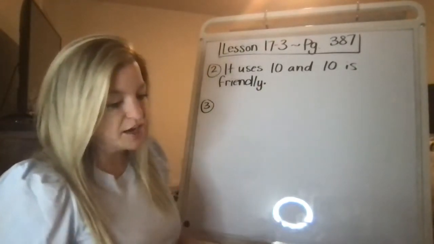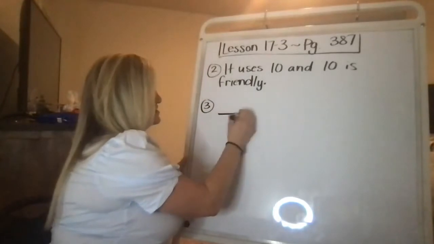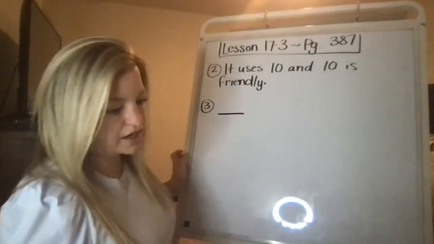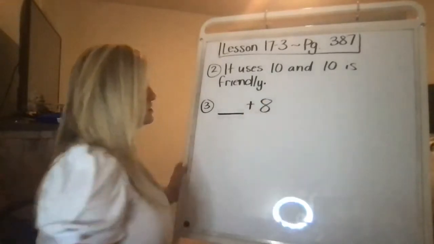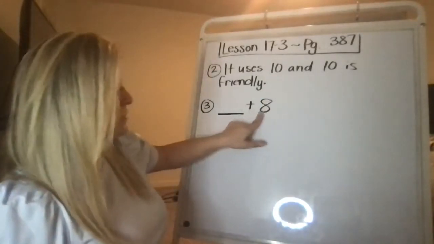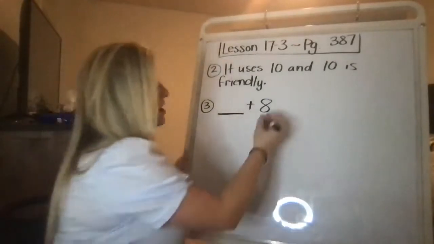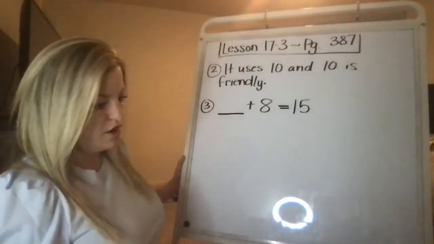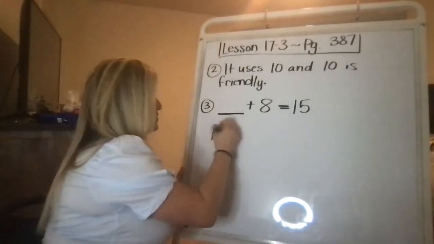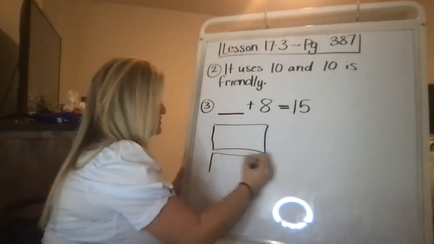All right, number 3, some ants are at a picnic. So we know that that's a line. Some ants are at a picnic. 8 more ants join them. More means I'm adding 8. Now there are 15. All right, and the book gives you tens frames.